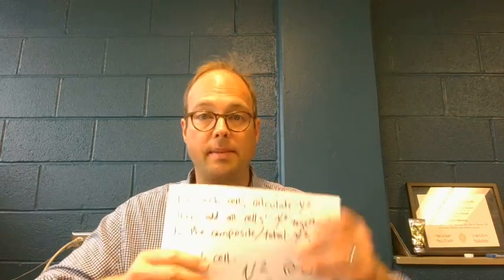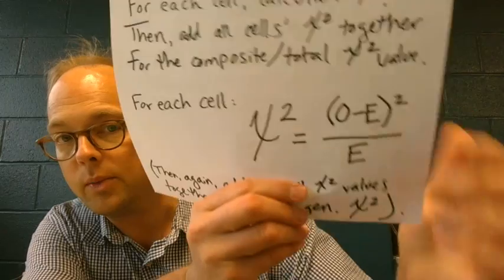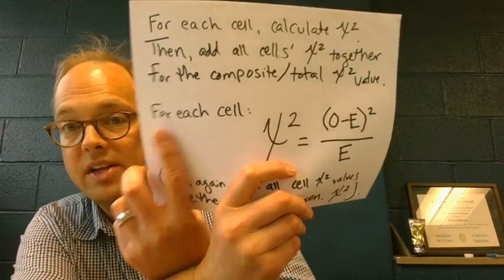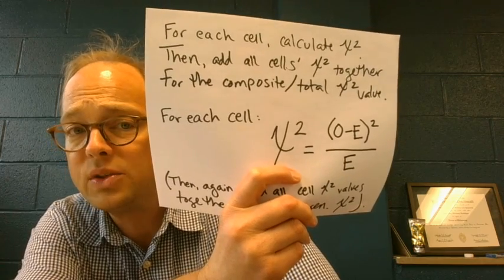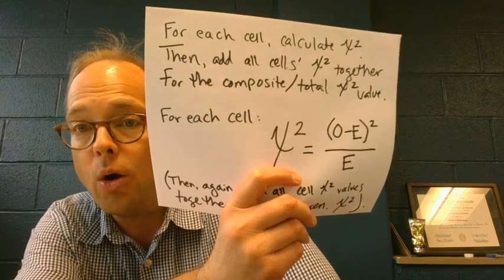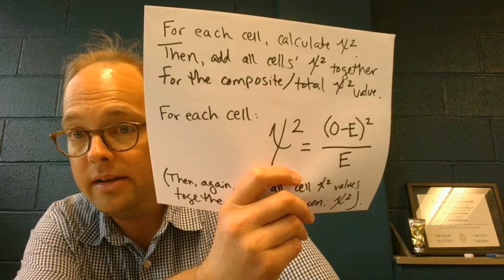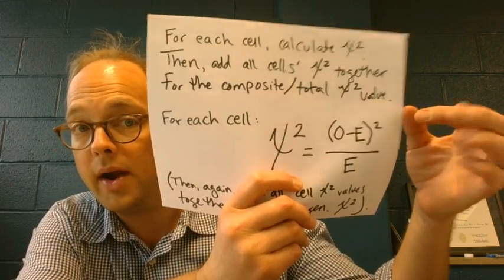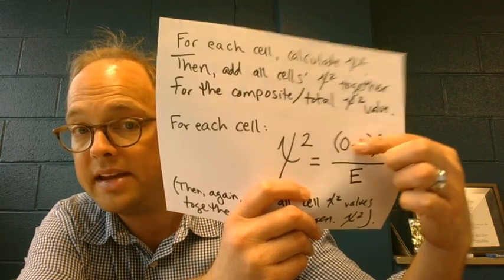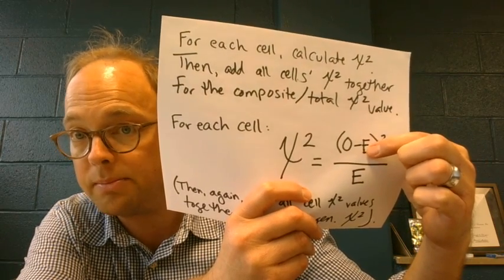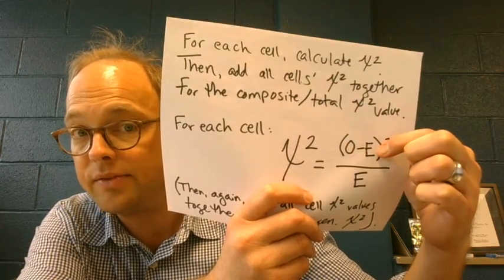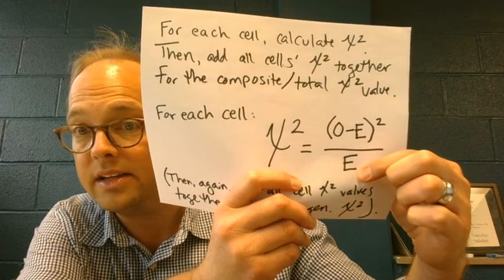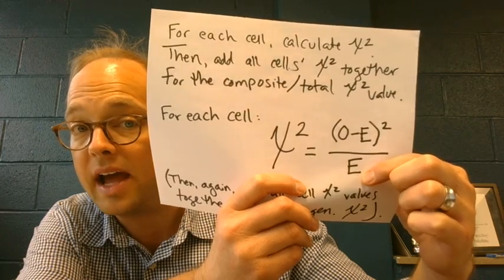So again, how do we go about doing that? Well, we go about doing that by using this formula right here, for each cell. Chi-square equals O, observed frequency, minus E, expected frequency, squared. So square that difference. Remember, do what's in the parentheses first. Find that difference, square it, and divide by E. That's it. Do that for each cell.